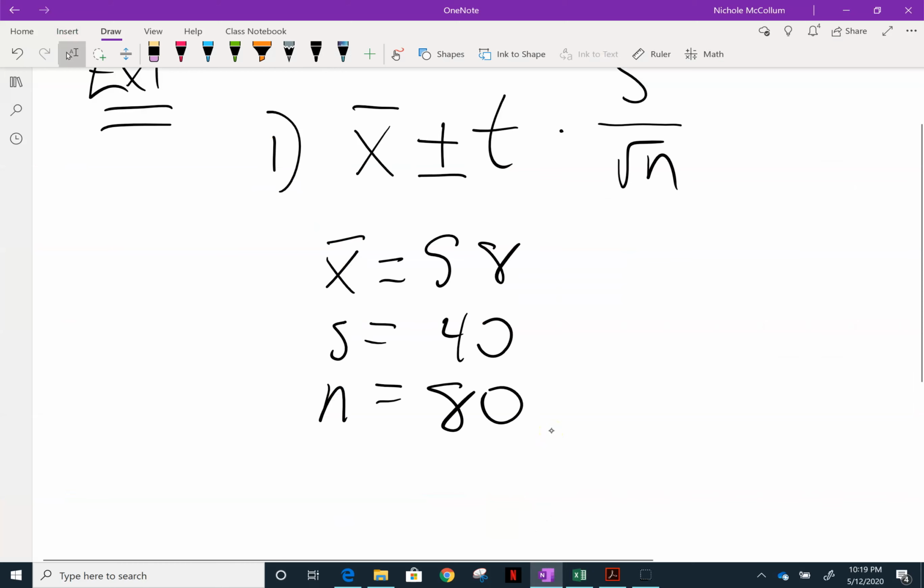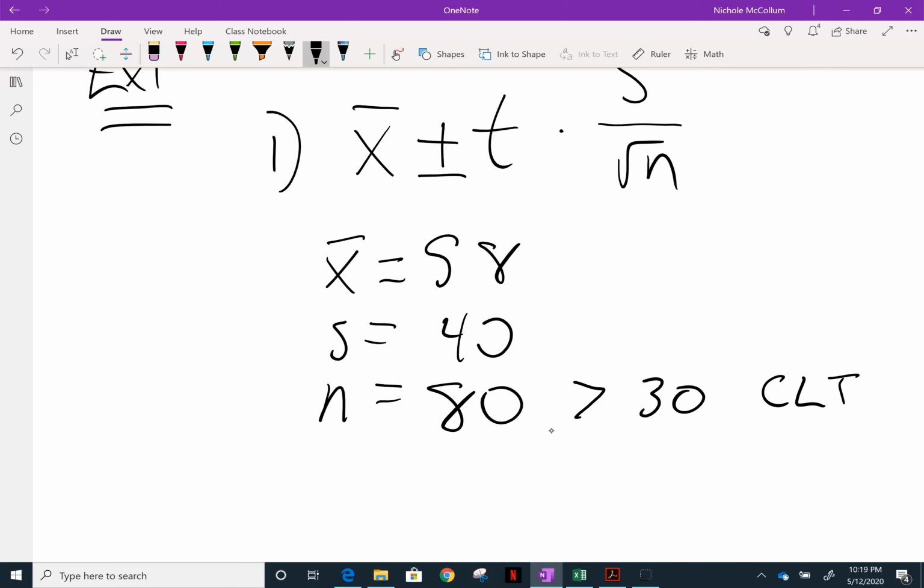Now, at this moment, I'm going to break and do one of my later steps first. I love the fact that N, 80, is greater than 30. Why do I love this? Because the central limit theorem kicks in, and that means I can utilize normality. I can complete this confidence interval.